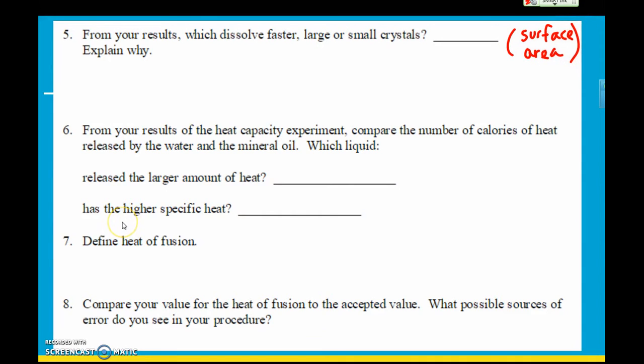Okay. Number 6, from your results, compare the number of calories released by the water and the mineral oil. You're just going to tell me which liquid released the larger amount of heat, so just look at your calculations. It's going to be mineral oil or water. And then given in the question are the specific heat values. You just have to find those and tell me which one was higher. Number 7, heat of fusion. It's on 4-2. Number 8, think about why our answer wasn't perfect and what source of error could have been present.